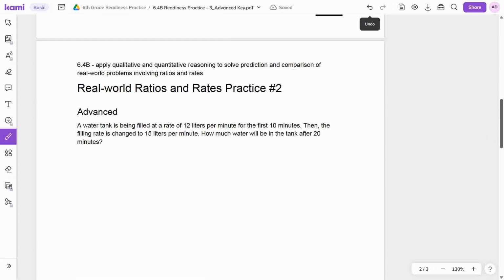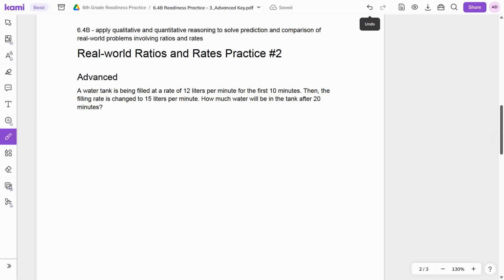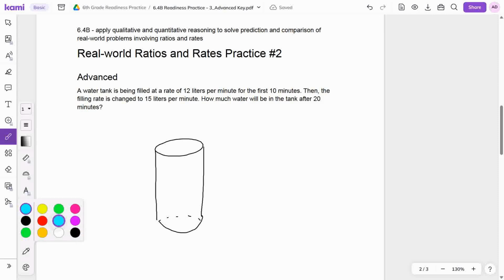All right, so we've got a water tank here, and it's being filled up at two different rates. Okay, so let's draw a water tank here, and that's going to represent that. So we've got 12 liters per minute for the first 10 minutes. So let's say it gets up to here.